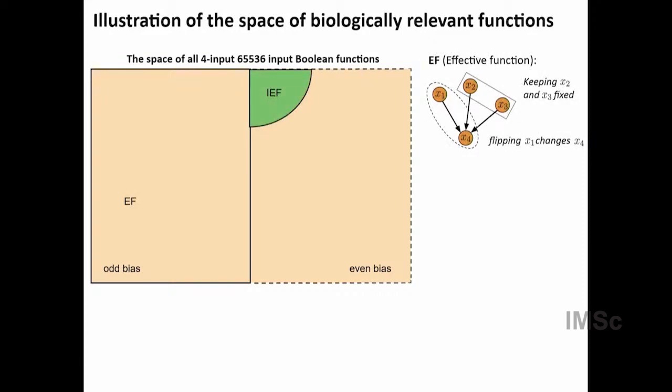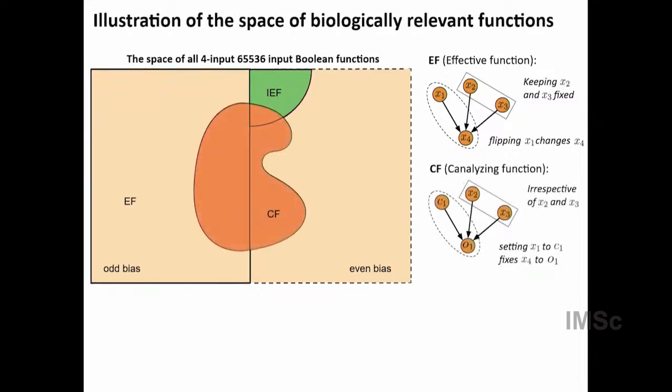So what is an effective function? I'll define that by defining what is an effective input. A Boolean function is said to be, an input x1 here is said to be effective if by keeping x2 and x3 fixed and you flip x1, for some combination of x2 and x3, you will flip the output x4. So that's an effective function. And you can see here that effective functions occupy a huge space of the Boolean functions, whereas there's a small space of functions occupied by the ineffective, and they always lie in the even bias. And this is true for all values of k.